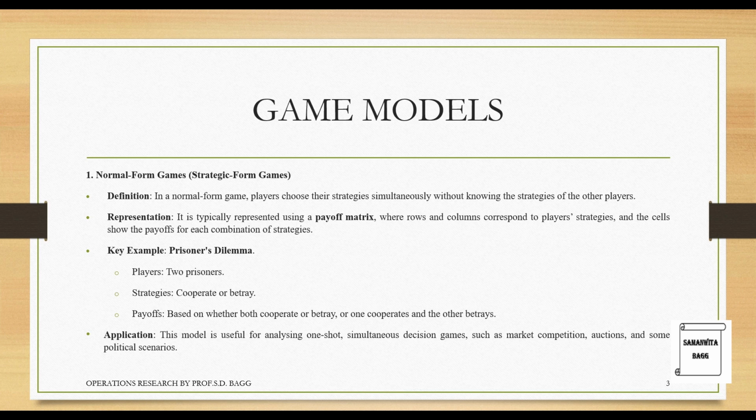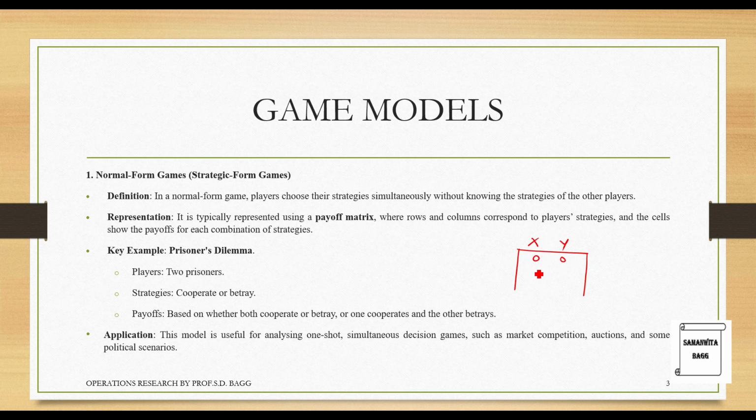For example, prisoner's dilemma. So here the players are two prisoners. Strategies will be to cooperate or betray. Payoffs will be based on whether both cooperate or betray, or one cooperates and the other betrays. Suppose there are two players X and Y. It is possible that X and Y both have chosen to lie. So it is a case where both of them will still win. So both are deciding to lie.